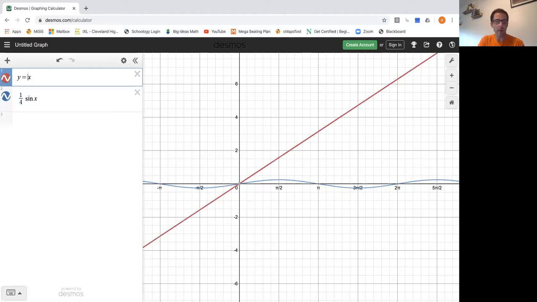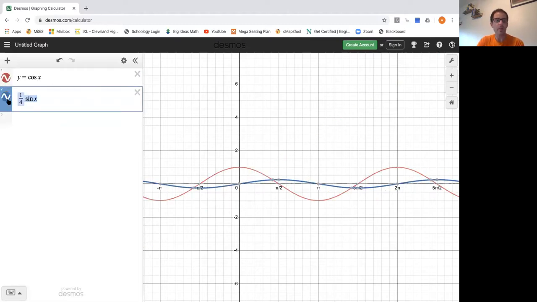I'm going to go back to my parent function. I'm going to type in cosine of x. Let's just take a look at that. Now, cosine is different. You need to identify that one cycle or one period of cosine starts at the top of the mountain, goes down to sea level, down to the bottom of the valley, back to sea level, and ends at a mountaintop. So cosine is mountain to mountain. Mountain, sea level, valley, sea level, mountain, okay?